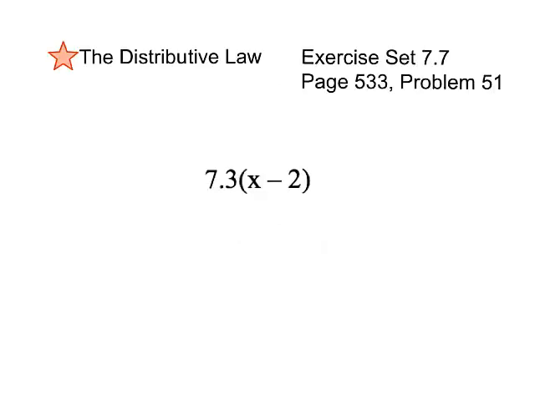Okay, so we're going to have a look at this expression. It comes from your course pack, exercise set 7.7, page 533, and the problem number is problem 51. So we're going to use the distributive law to simplify this expression, which basically means dealing with the bracket and the 7.3 that's sitting outside that bracket. We want to create a simpler expression.